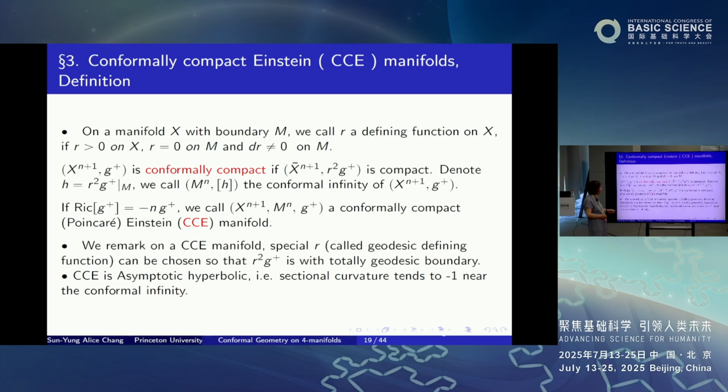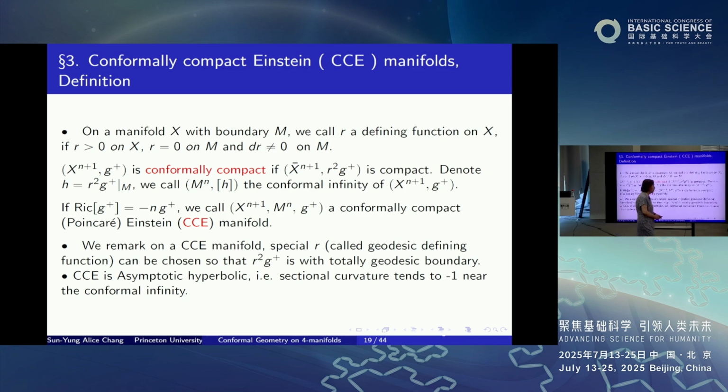In this talk, I will talk about a special extension called Poincare-Einstein extension, where Ric equals minus n. Okay, so we are studying this problem. We ask what kind of h allows a g_+ filling in, and what is the topology of X relative to M. And the first remark is, on such a Poincare-Einstein manifold, it turns out we have a special defining function in an asymptotic neighborhood of M.